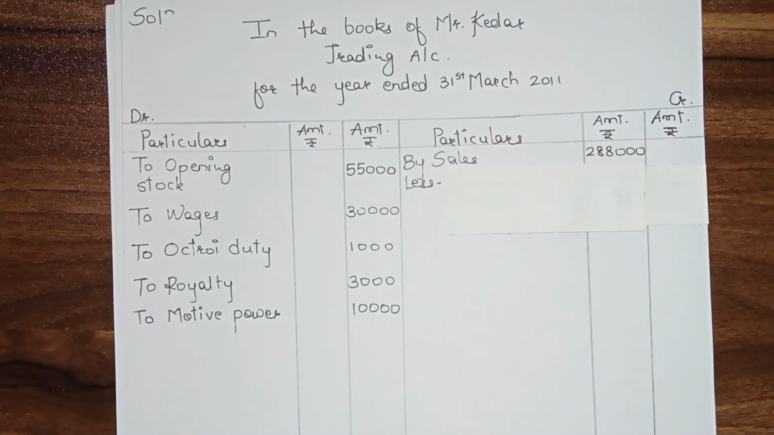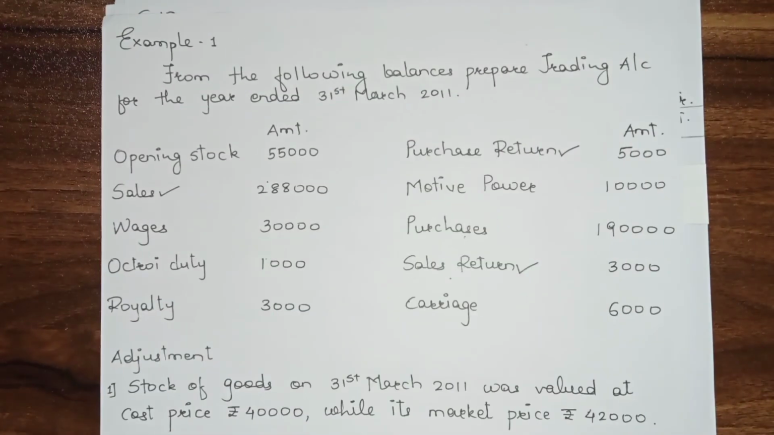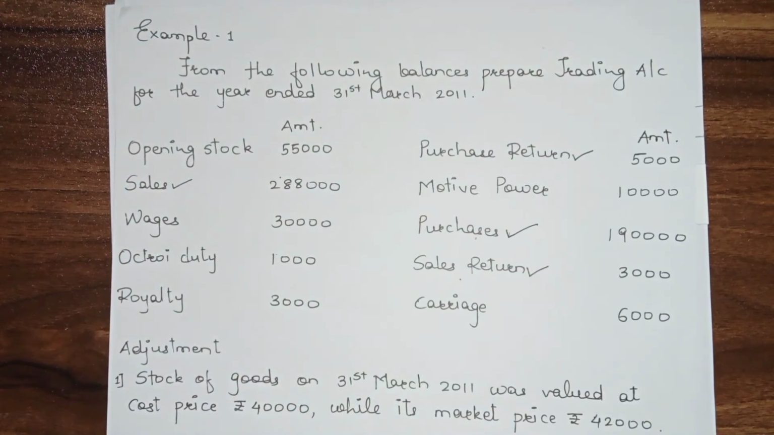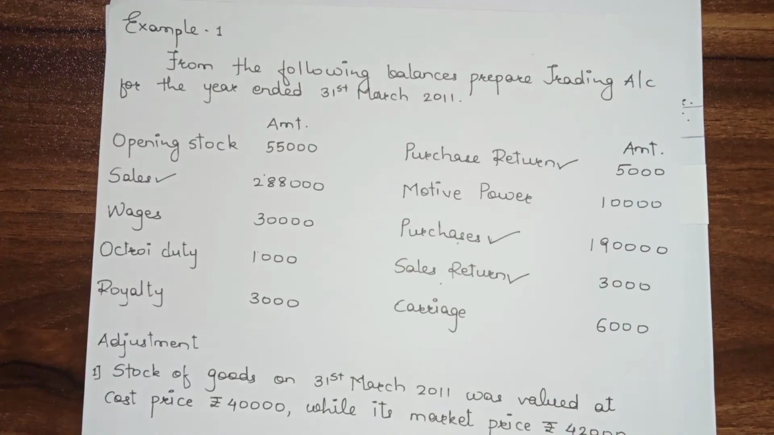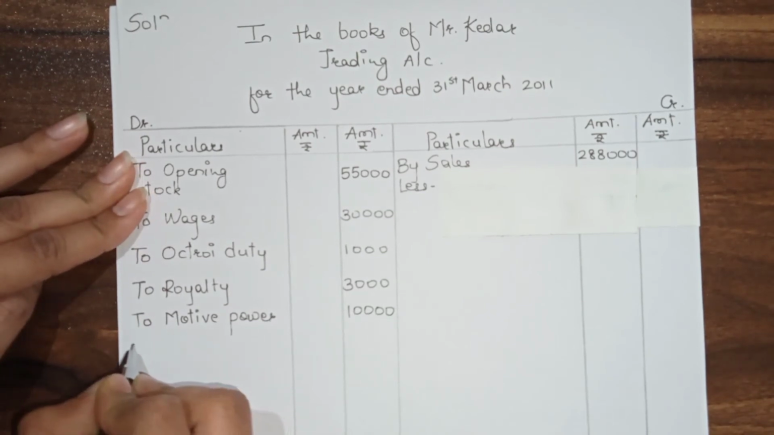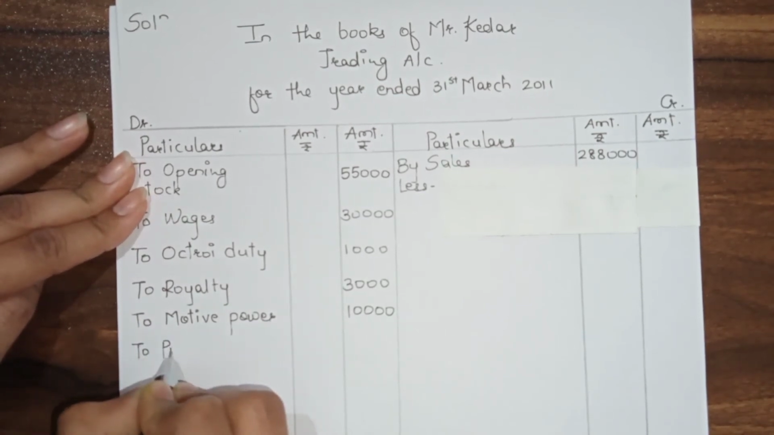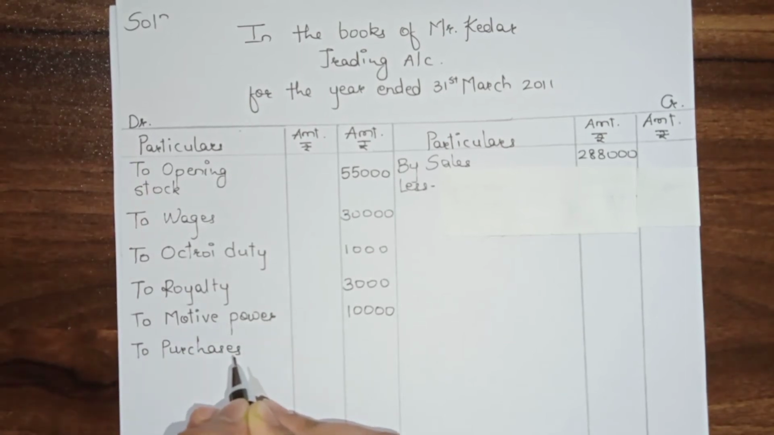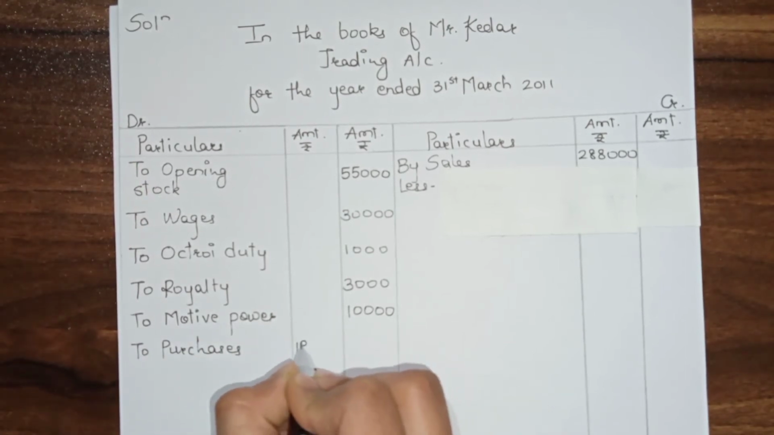Okay, next one, purchases. Here it comes purchases. Now there is an adjustment on purchases, that is we have to subtract purchase returns from purchases. So let's write down the first thing, that is purchases in the debit side, then we will subtract it. To purchases rupees 1,90,000.